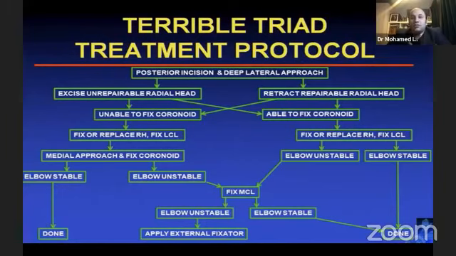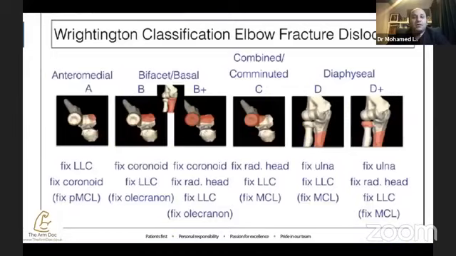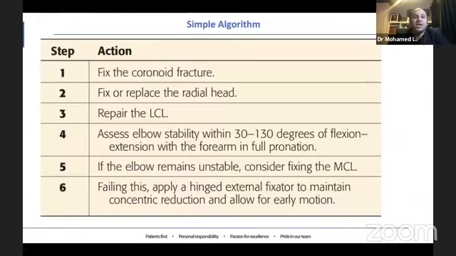There are different algorithms out there about the management of these. This one is published by Adam Watts about managing this type of injury based on the Wrightington classification. However, a simple algorithm I would use: fix the coronoid fracture if you have to, fix or replace the radial head, repair the lateral ulnar collateral ligament, and assess elbow stability within 30 to 130 degrees of flexion extension with the arm in full pronation. If unstable and there is varus instability, I'll repair the medial collateral ligament. If in worry, I would use an external fixator to allow concentric reduction and allow for early motion.